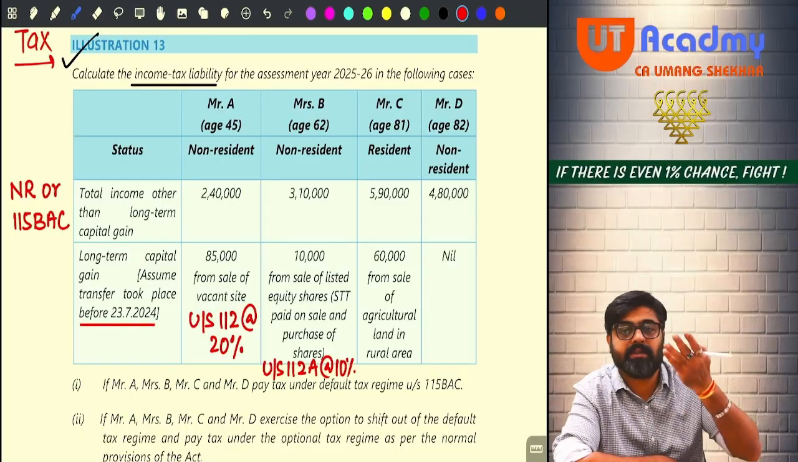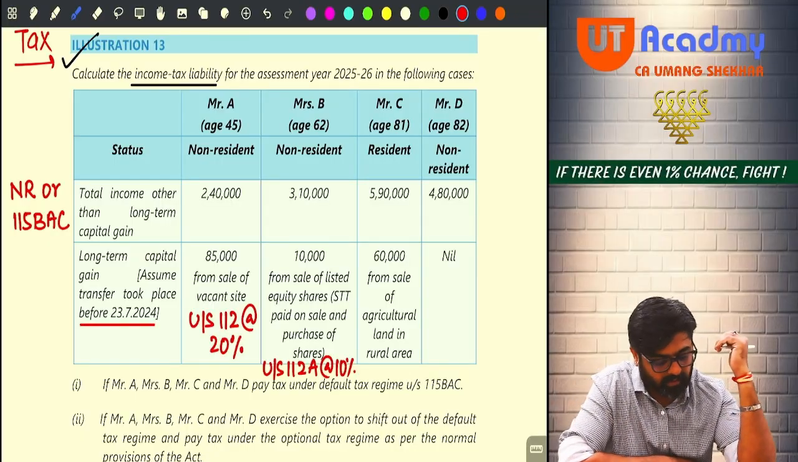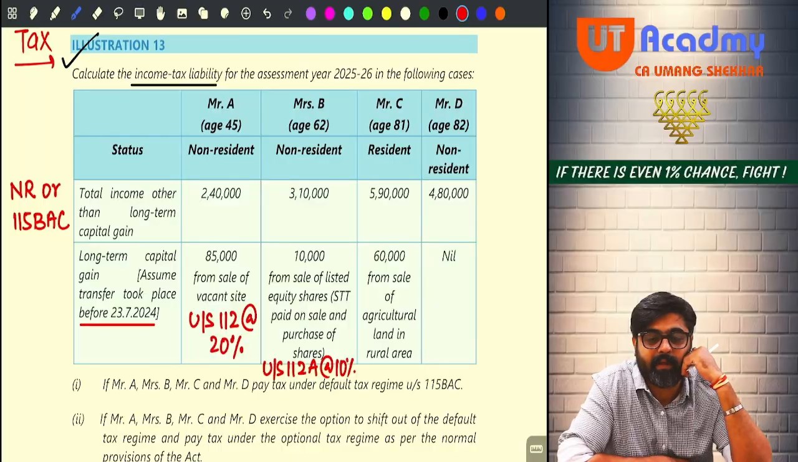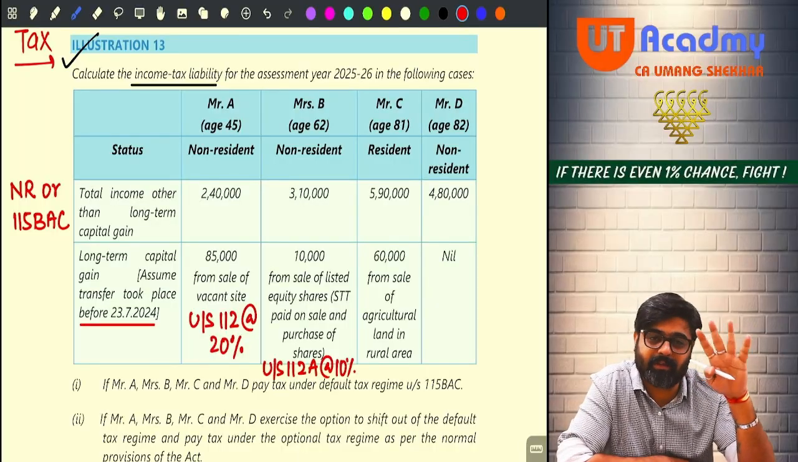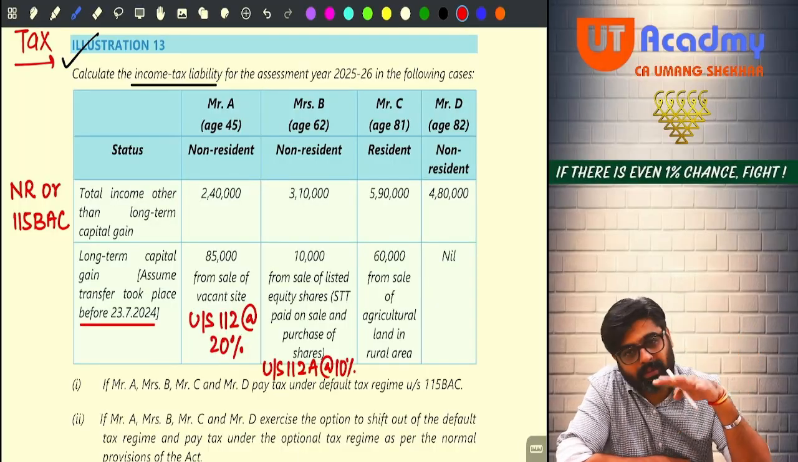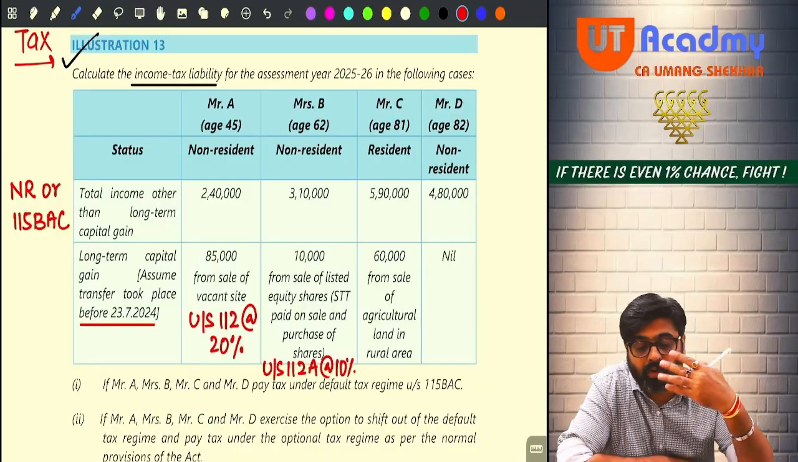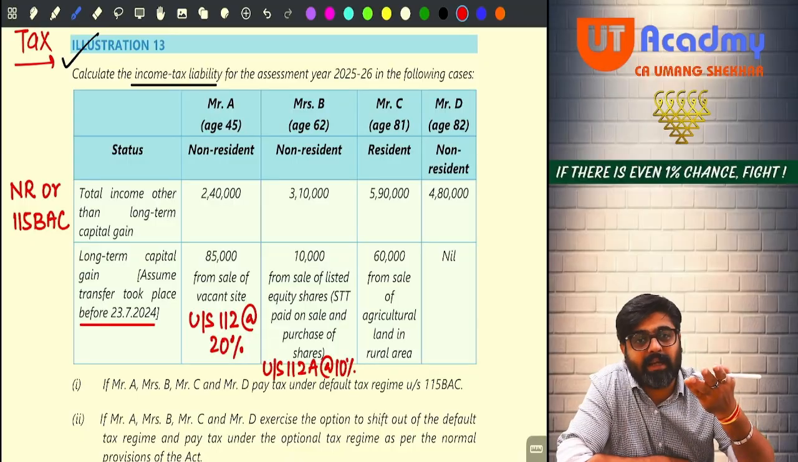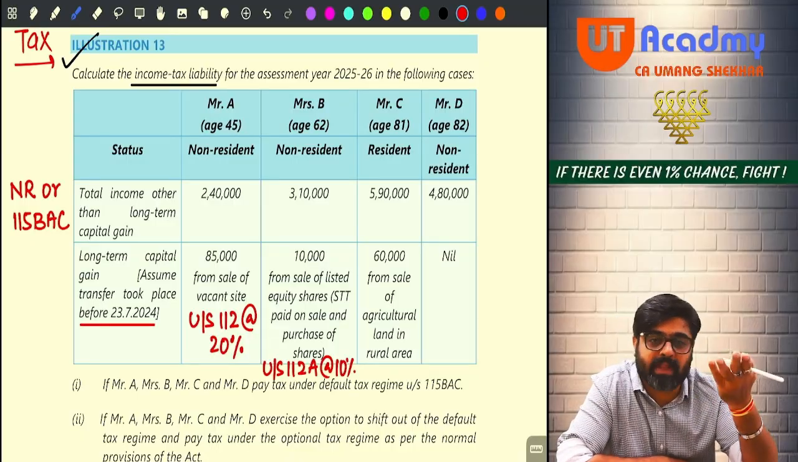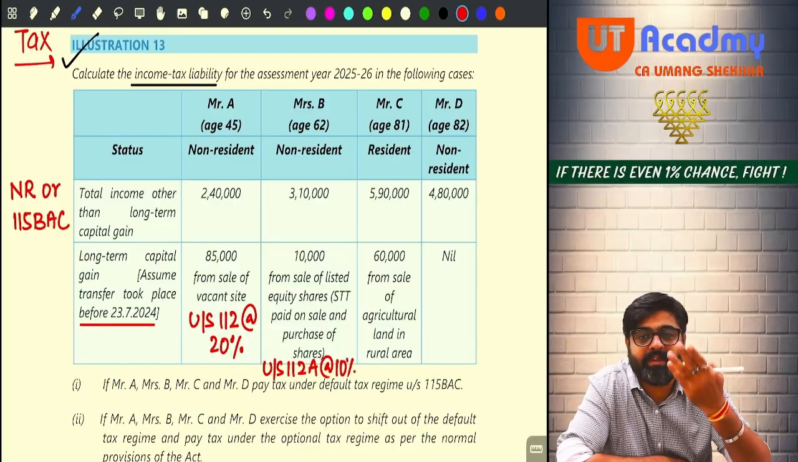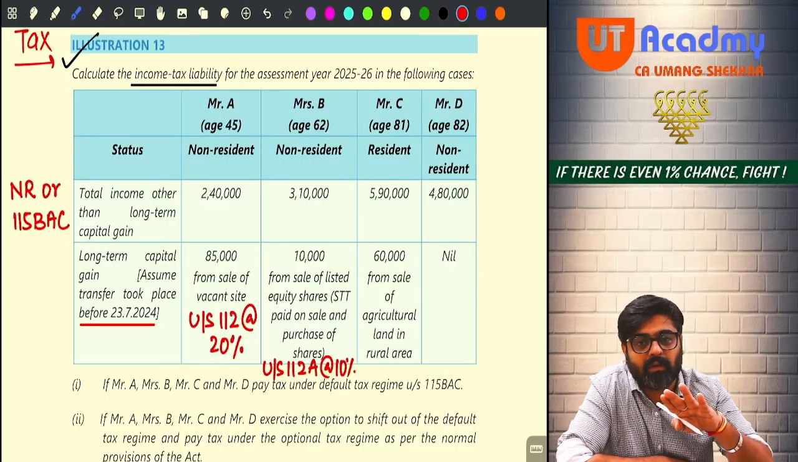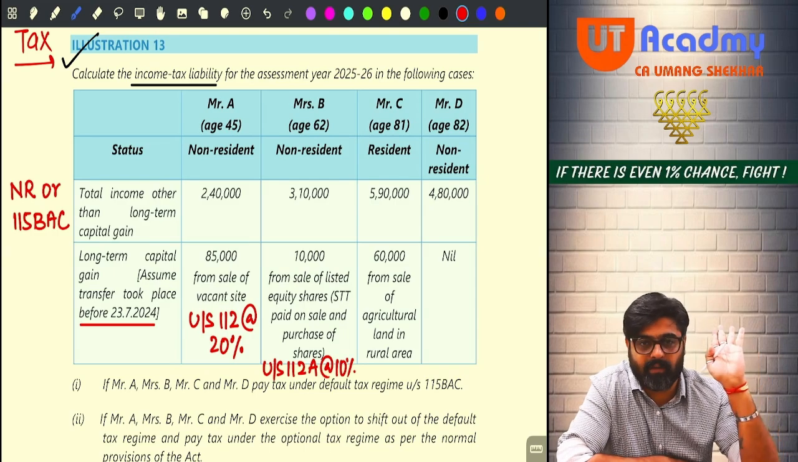Because the STT paid short term gain is given 10,000 rupees. Now, just imagine 10,000 is the gain, to be taxed under 112A. But that will be taxed only if the capital gain is more than 1 lakh, no? How much is the capital gain? Only 10,000. So on the entire 10,000, no tax will be paid.